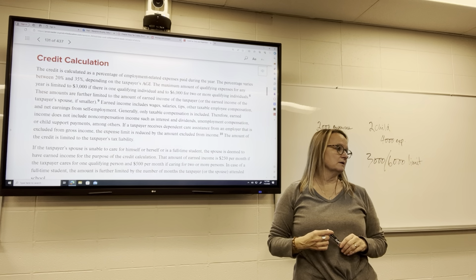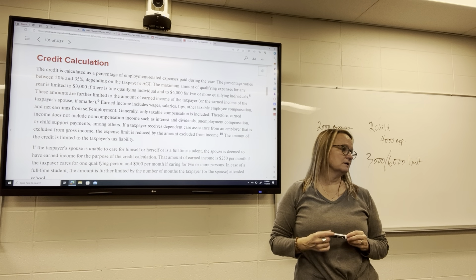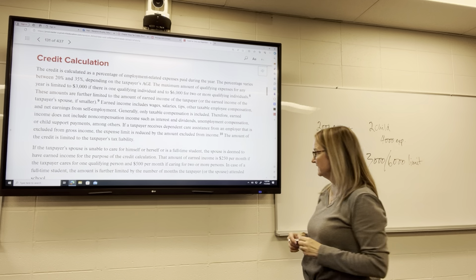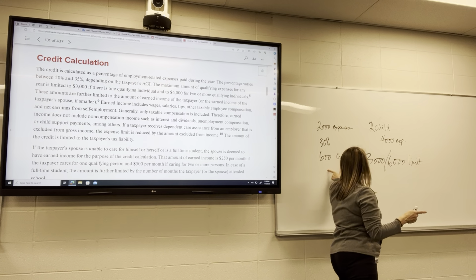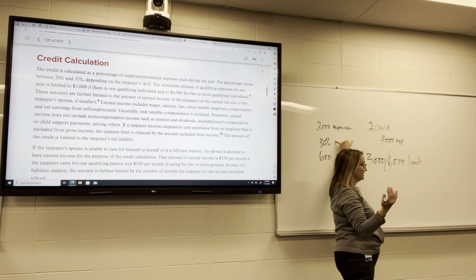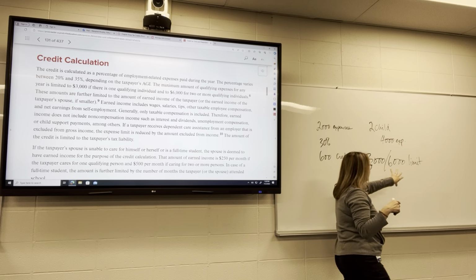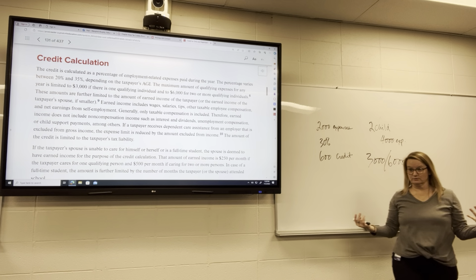Yep. That limit, the most that you can apply that percentage to, once you figure out what the percentage is, is 3,000 for one child or 6,000 for more than one child.